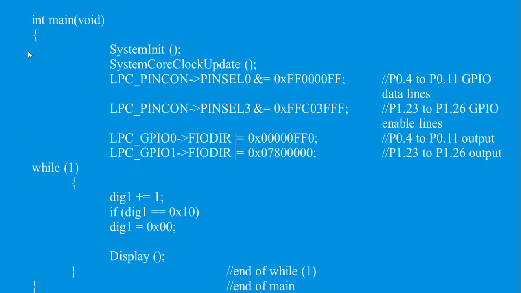Now, in the main program, we are calling two system functions: SystemInit and SystemCoreClockUpdate. They are two standard CMSIS functions used to update the clock value.